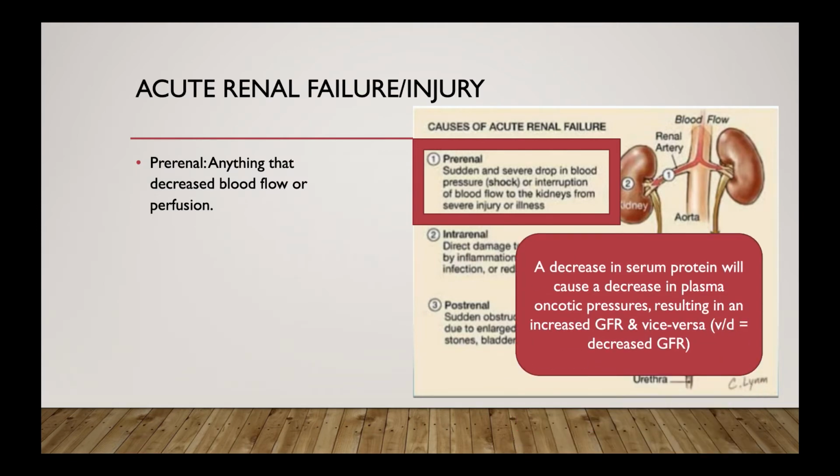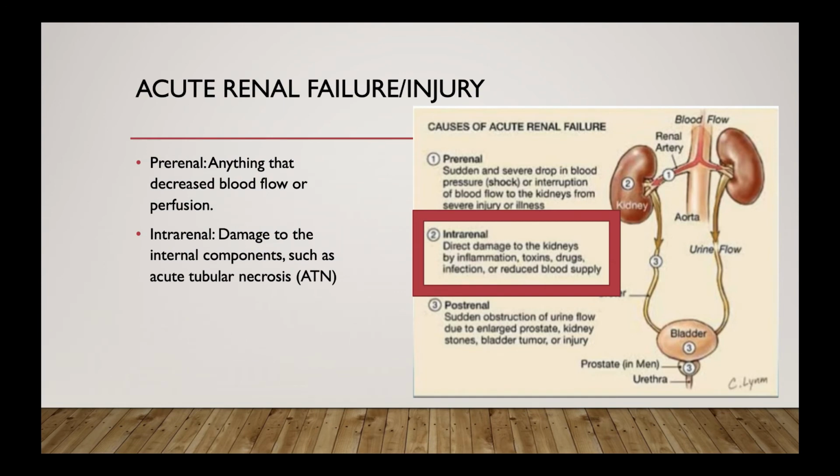A decrease in serum protein will cause a decrease in plasma oncotic pressures, resulting in an increased GFR. Okay, so this is back to our basics when we start talking about oncotic pressures. If we don't have enough protein to hang on to the fluid in our arterial system, then we're going to lose water. And so what happens is we end up filtering more. So the GFR increases. And then the opposite happens if we have very concentrated blood, high protein in our blood, high RBCs, something that's making our blood more concentrated. We're going to be hanging on to more of that fluid, and then our GFR will decrease.